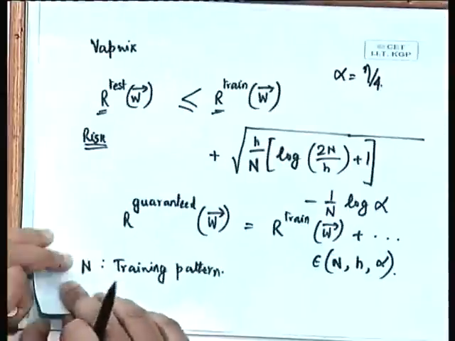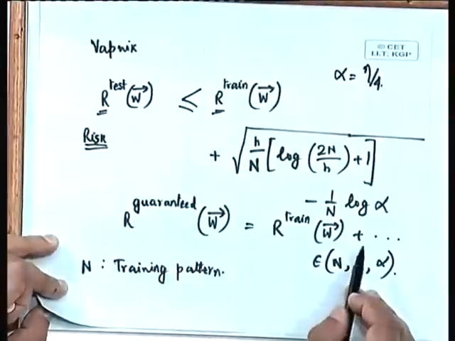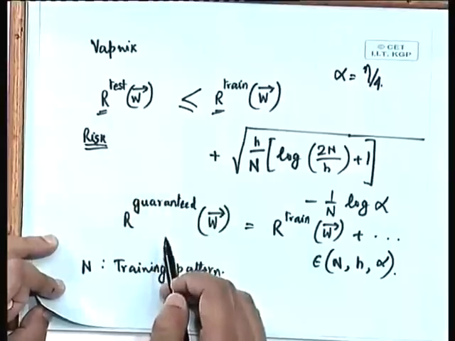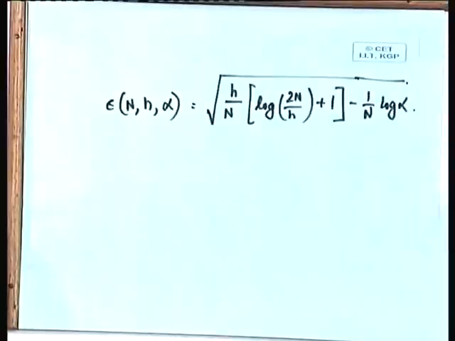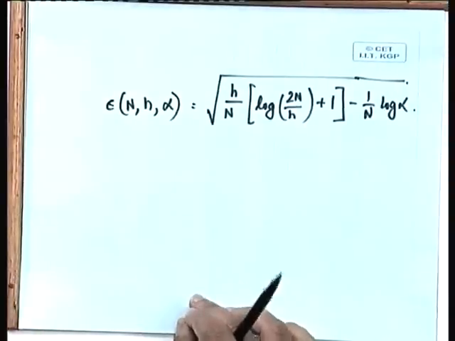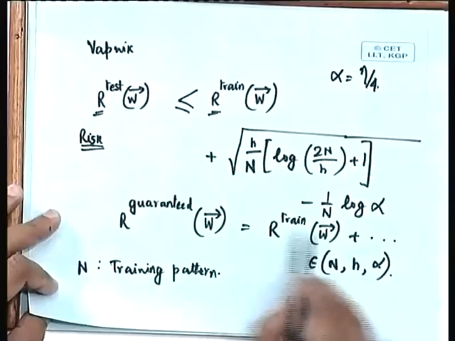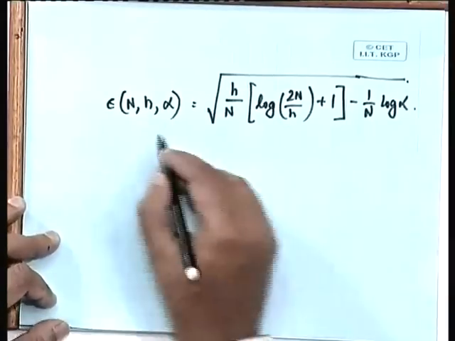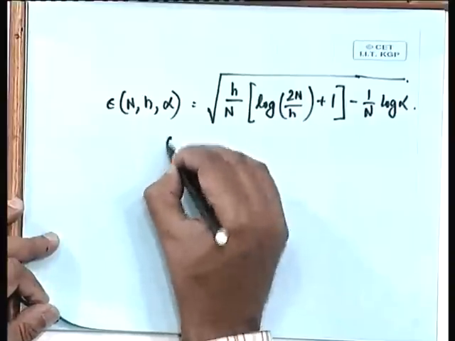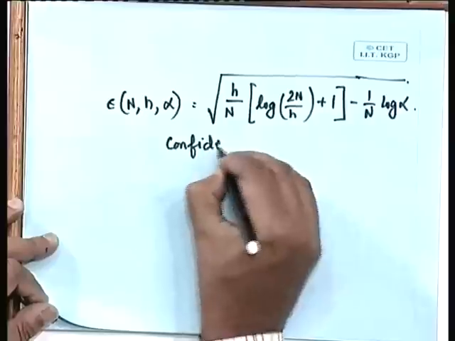So now, having defined the R guaranteed this way, R test is going to be less than or equal to R guaranteed. That is what it means. Now what is our variable? Since we are investigating the effects of the VC dimension, let us now think of varying H. There are two terms here. The first term is the training error, and the second term, this epsilon expression that we have got, is referred to as the confidence interval.